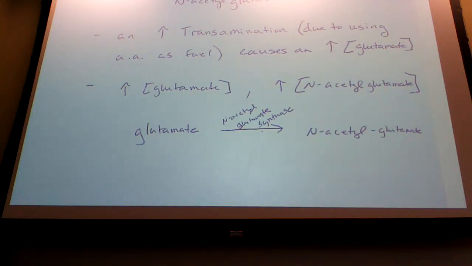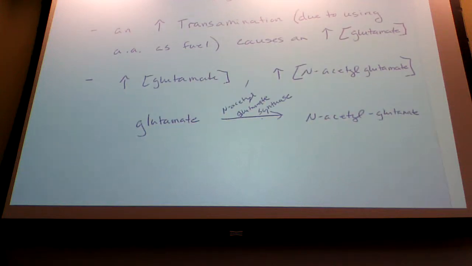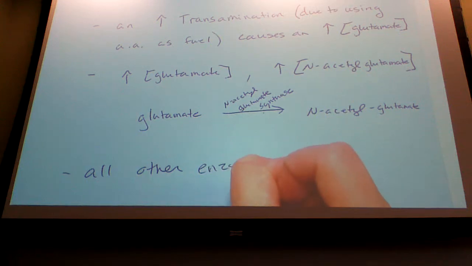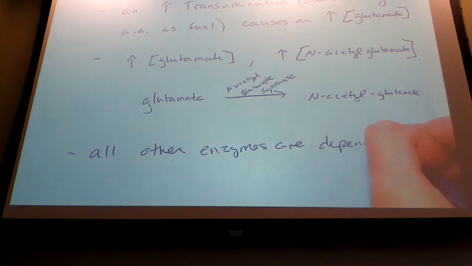Okay. So, more transamination happens, more glutamate around, more acetyl glutamate gets formed, that one goes to the carbamyl phosphate synthetase and upregulates it, because if you've got lots of glutamate being formed, then you've got lots of ammonia that is going to get released when it gets deaminated. Okay? All your other enzymes are dependent on substrate availability.